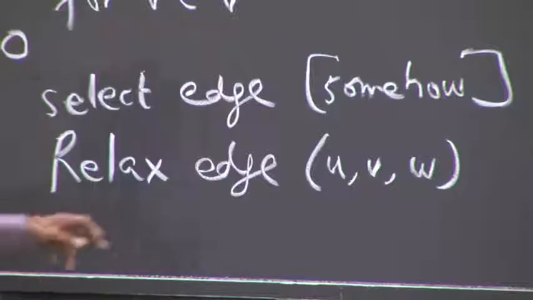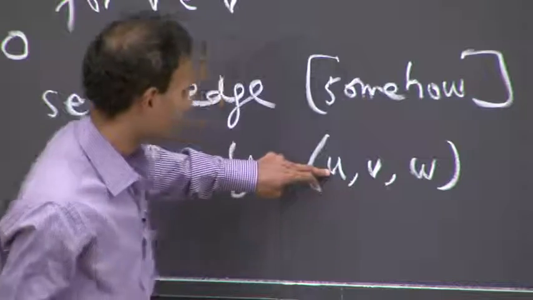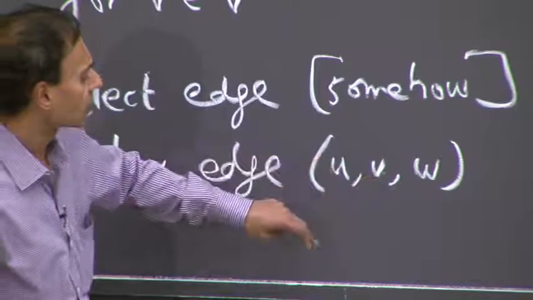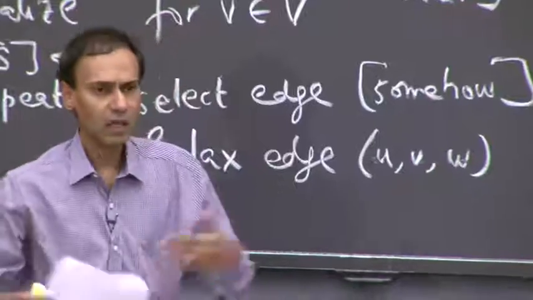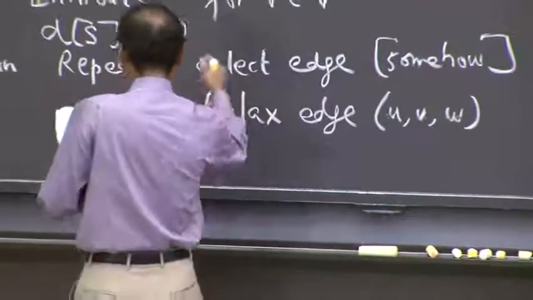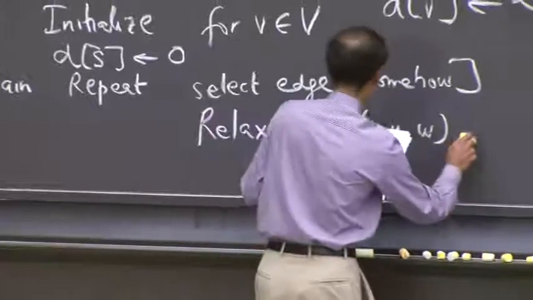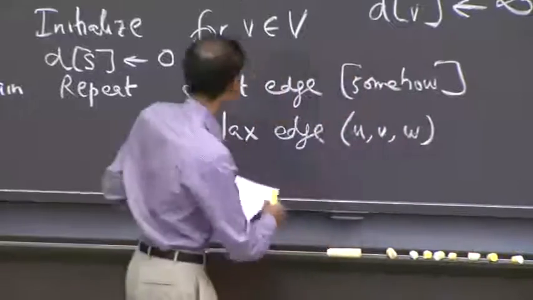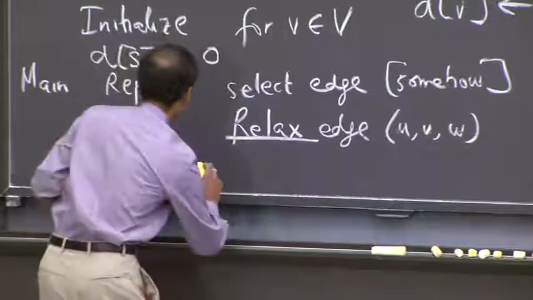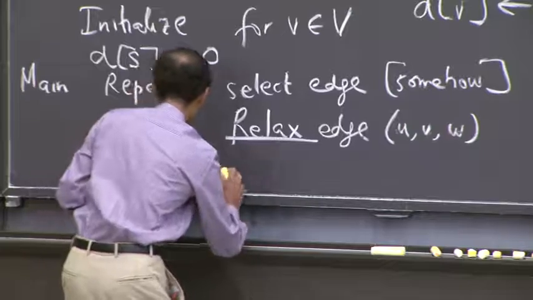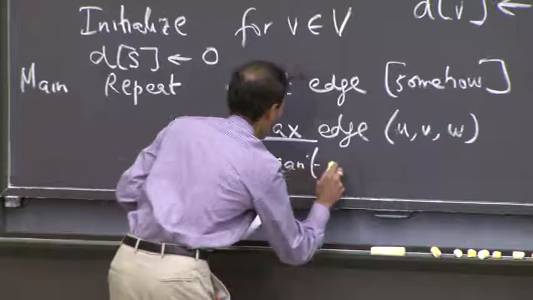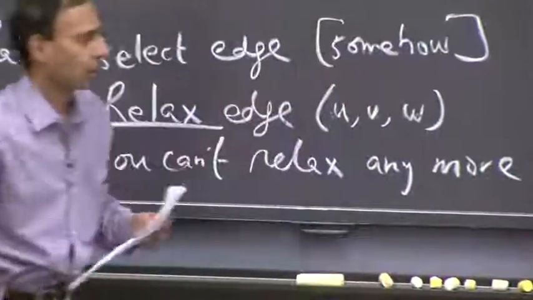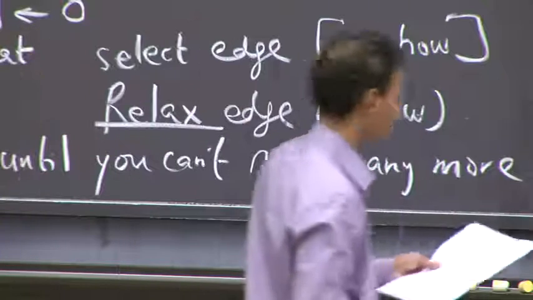I won't bother writing it out right now, but it's basically something where you look at the value of d v, and if d v is greater than d u plus the weight, you relax the edge. And you keep doing this. The other thing that you do in the relaxation is to set the predecessor pointers to be correct, and that's part of the relax routine. And you keep doing this until you can't relax anymore. All right? So that's our generic shortest path algorithm.